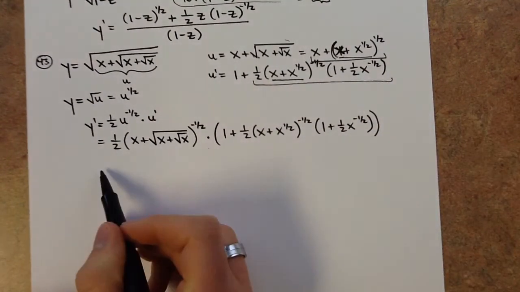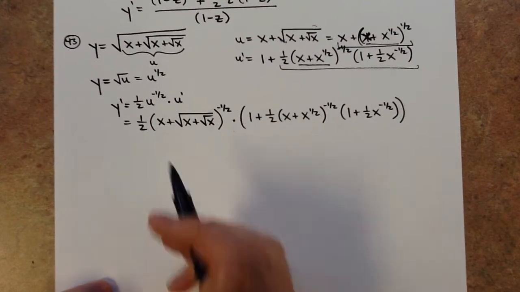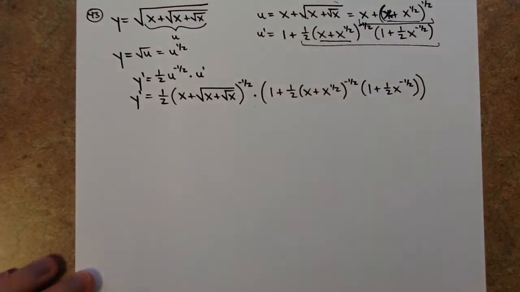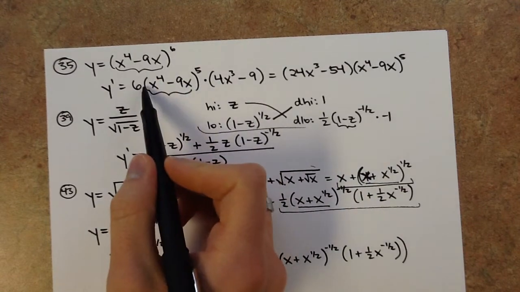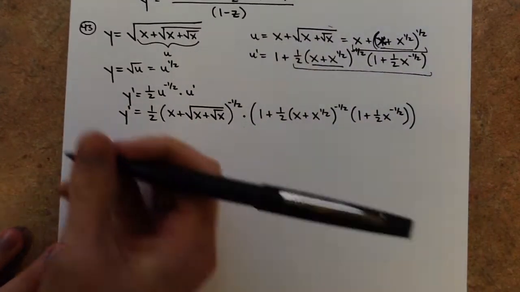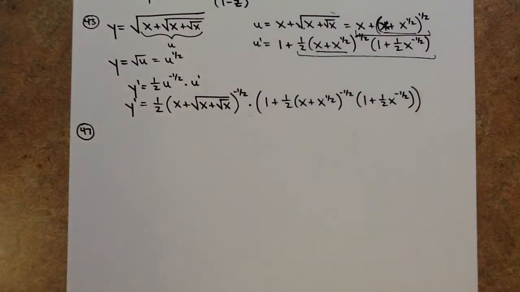There we go. This is just a nightmare to even think about simplifying, so I would just leave it just like that, y prime. There's some things, like number 35, where multiplying these two expressions together to simplify is one thing. Attempting to simplify this thing, totally different ballgame. So we're just going to leave 43 just the way it is and move on.